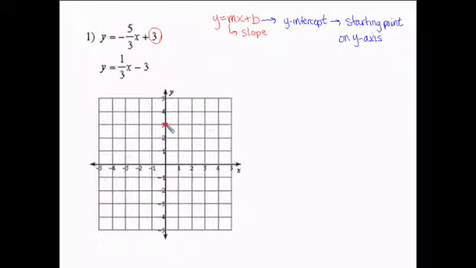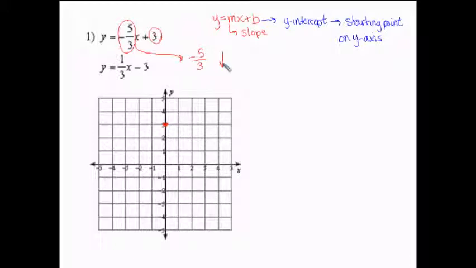Then I look at this number in front of the x. Now, if it's already a fraction, I don't have to do anything with it. If it's a whole number, I put a 1 under it and make it a fraction. Negative tells me to go down. Positive tells me to go up.